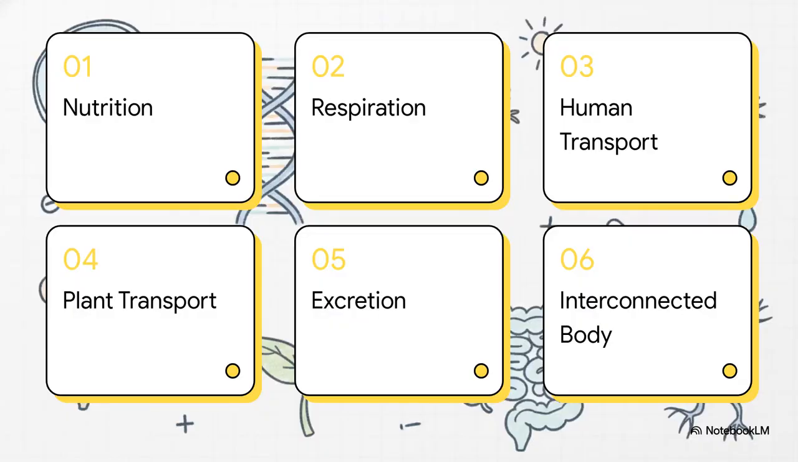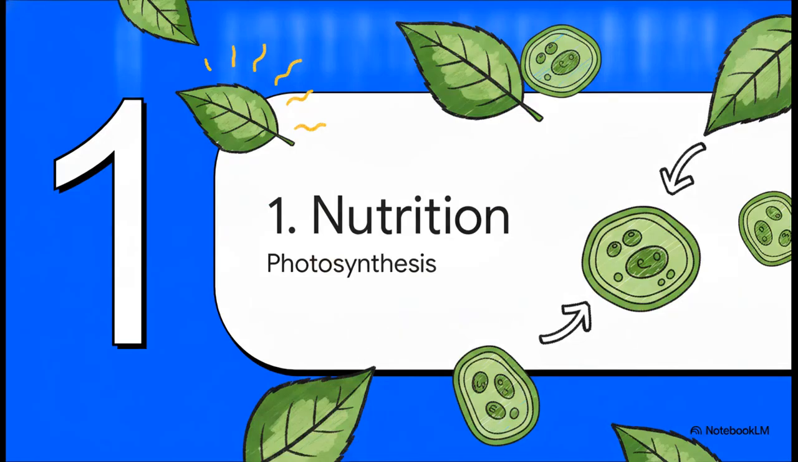Okay, so here is our roadmap for this session. First up, nutrition. Second, respiration. Third, human transport. Fourth, plant transport. Fifth, excretion. And finally, the interconnected machine. All right, let's get into it.